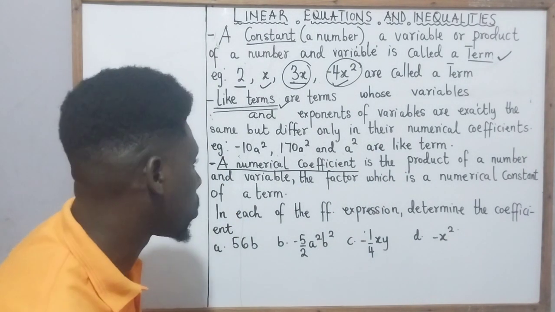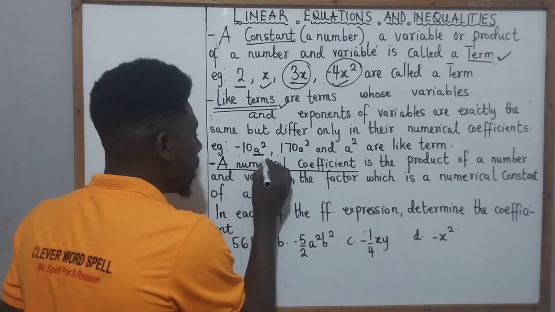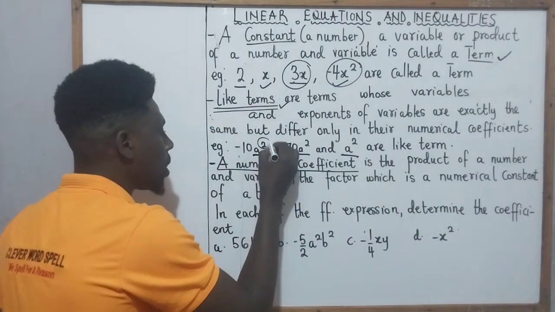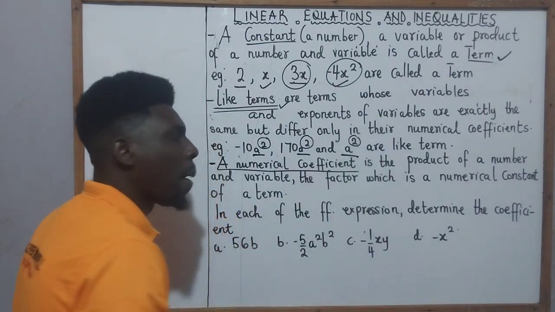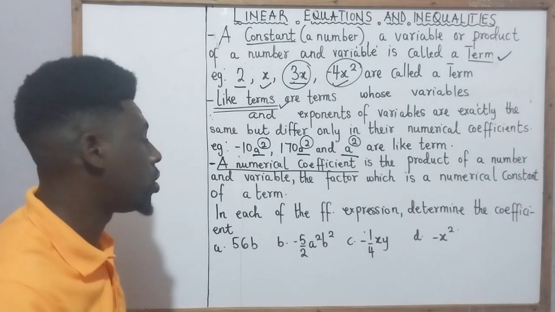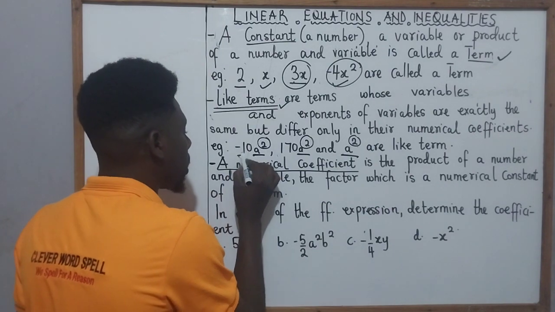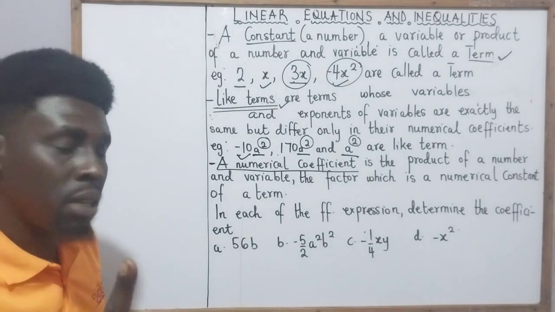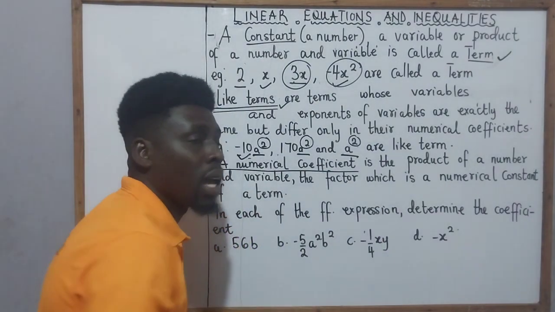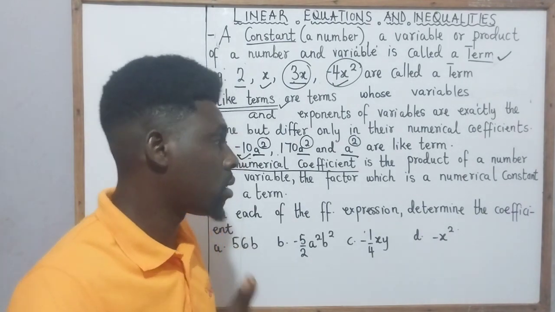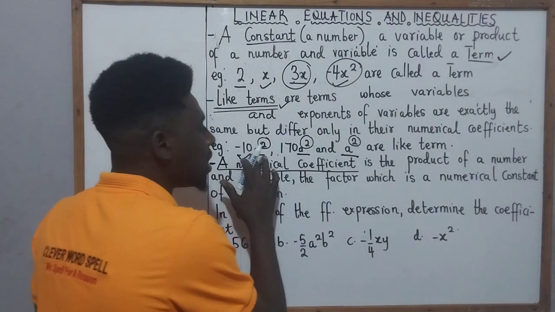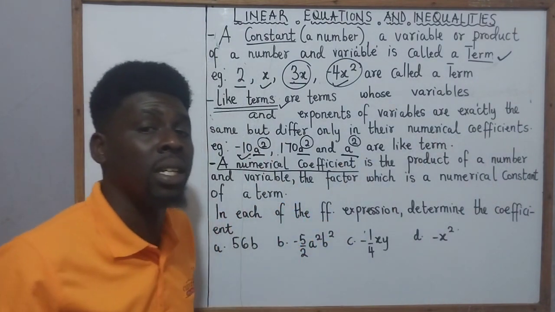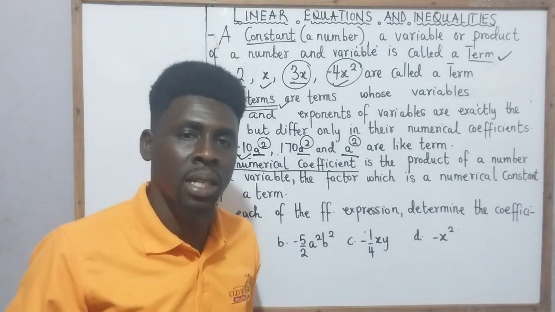They are like terms because the variables here are a, and their exponents are all squared, but their numerical coefficients are different. So here we have negative 10, we have 170, and here we have 1. So by definition, all these three terms are called like terms, because, one, they have the same variables, they have the same exponents, but their numerical coefficients differ. That makes them like terms.